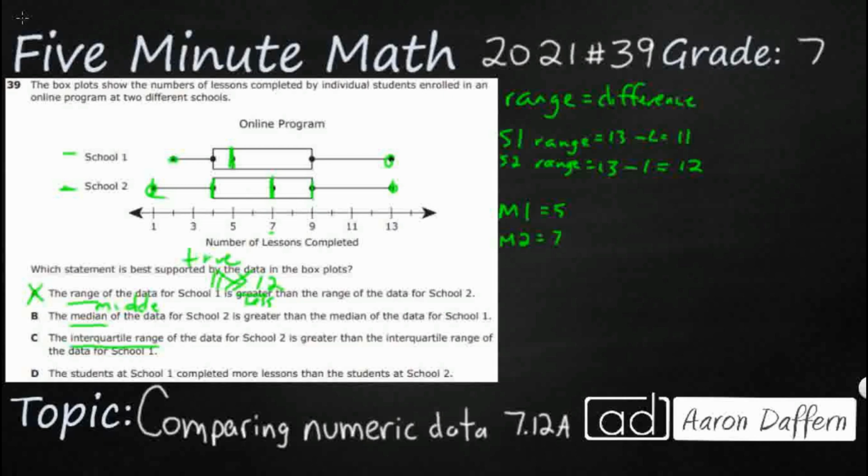And this says the median of the data for school 2, that's 7, is greater than the median for the data for school 1, 5. Okay, that looks good. 7 is greater than 5. I'm thinking B is my answer. As always, let's check C and D.